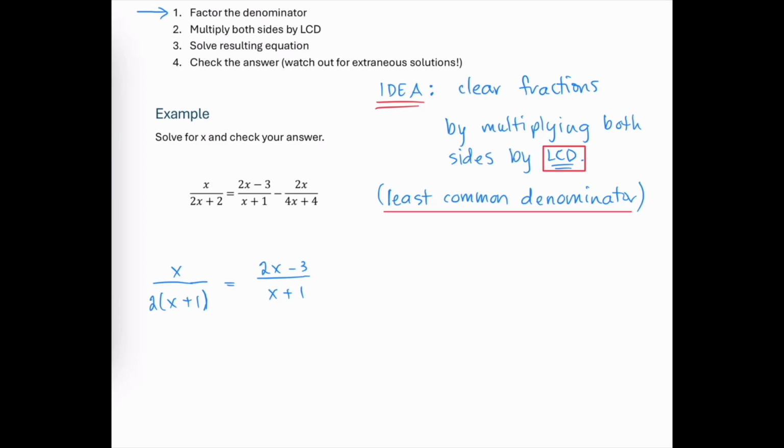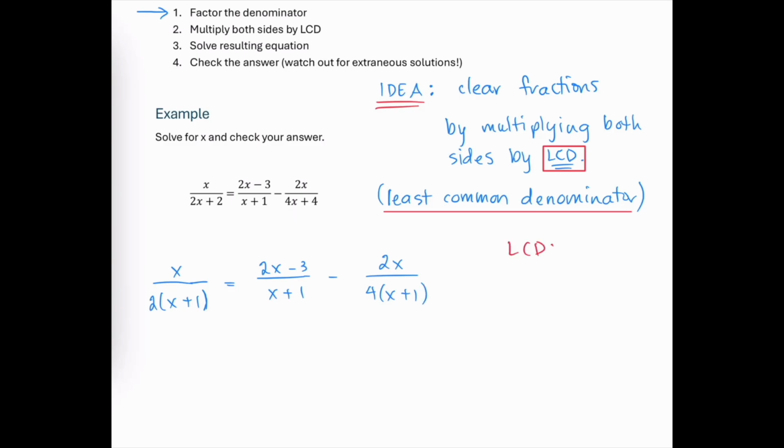x plus 1, which is a linear denominator that doesn't factor anymore. And then from that, we're going to subtract 2x over. We do have a common 4 in this next denominator, so we'll factor out that common 4. And now all of the denominators have been completely factored.